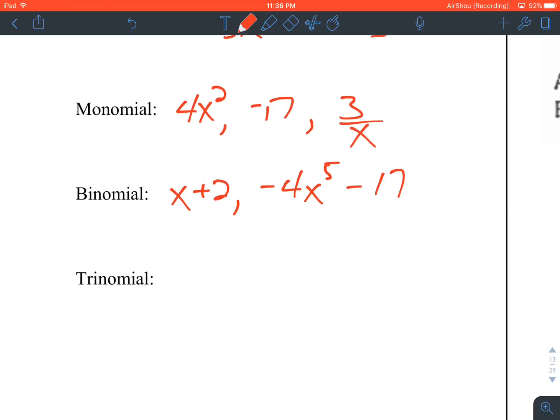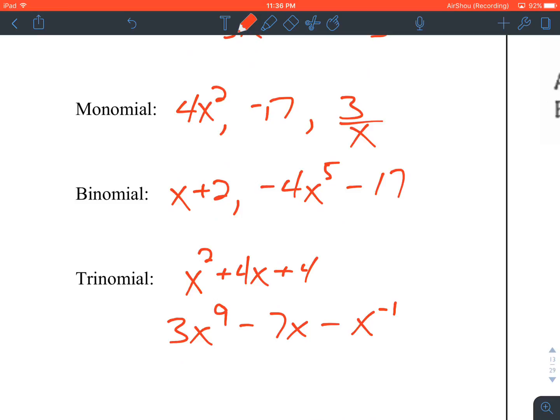A trinomial is when you have three terms. Tri means 3. So x squared plus 4x plus 4 is a trinomial. 3x to the ninth minus 7x minus x to the negative 1 is also a trinomial.